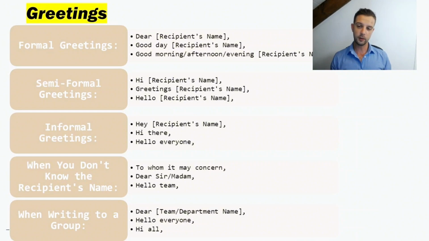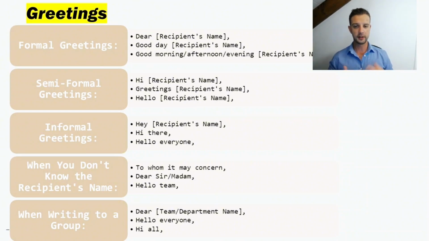Okay. Then we have our informal greetings. These are used when we are writing to friends or family, or in any informal situations. Hey plus the recipient's name. Hi there. Hello everyone. Maybe a group. Okay. When you don't know the recipient's name, you can use these 3. So you could say, to whom it may concern. And what this means is, I don't know who I'm writing to, but I expect this email to arrive at the correct person. To whom it may concern.